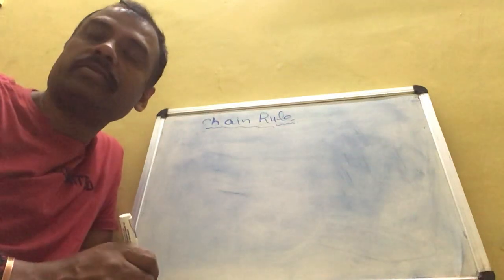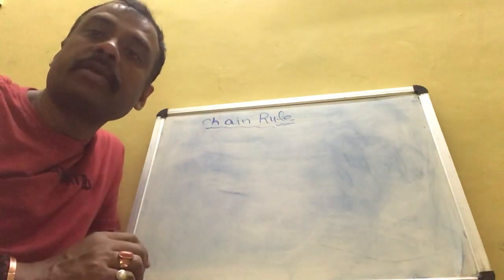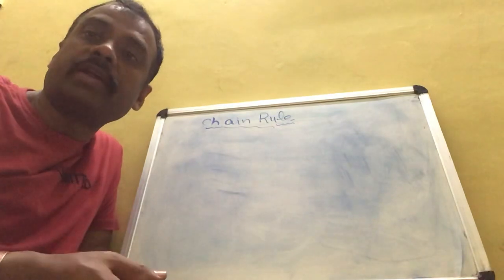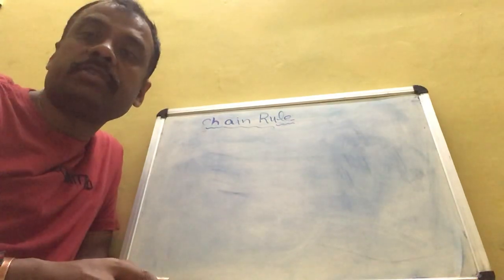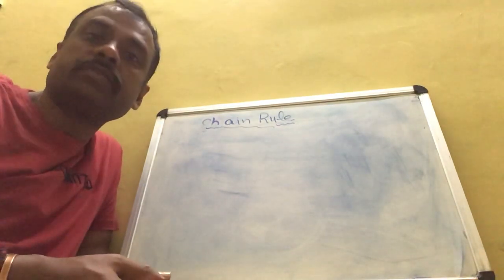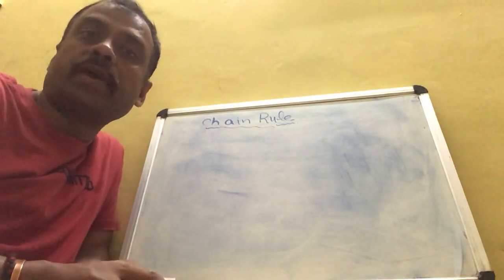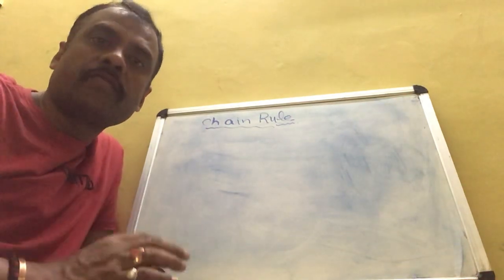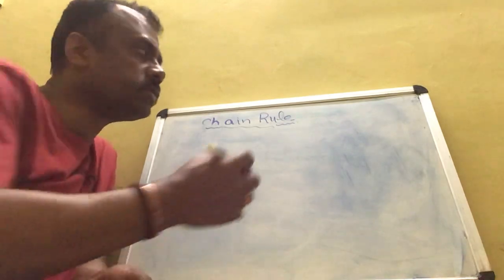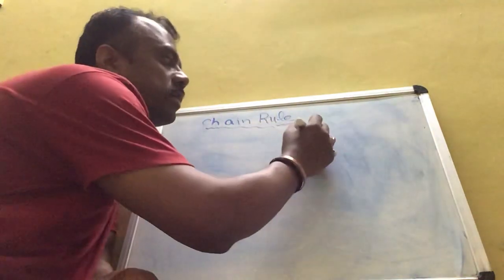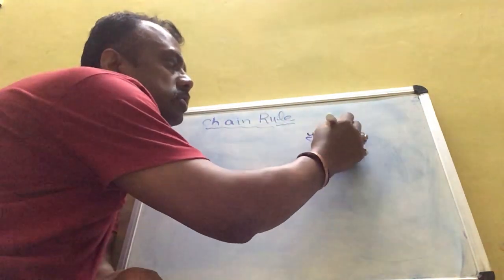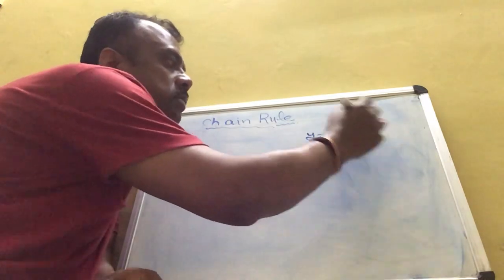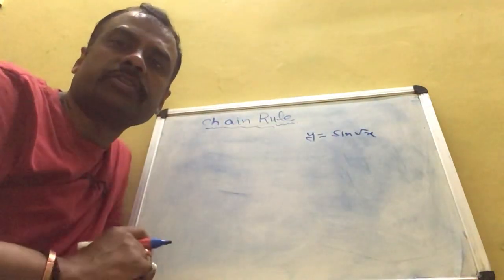Hello everyone. Today we are going to discuss a very important rule of derivatives, which is the chain rule, which is very useful to find the derivative of functions. For example, a function is given, y equals sine of root x, which is a composition of two functions.